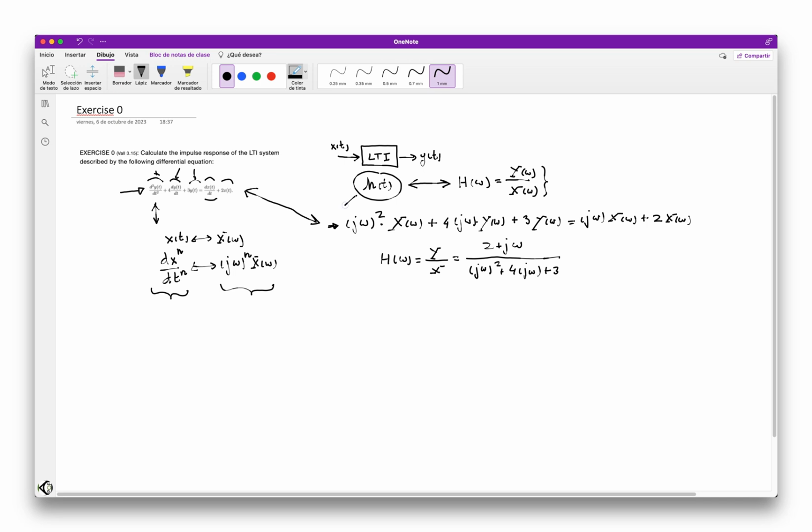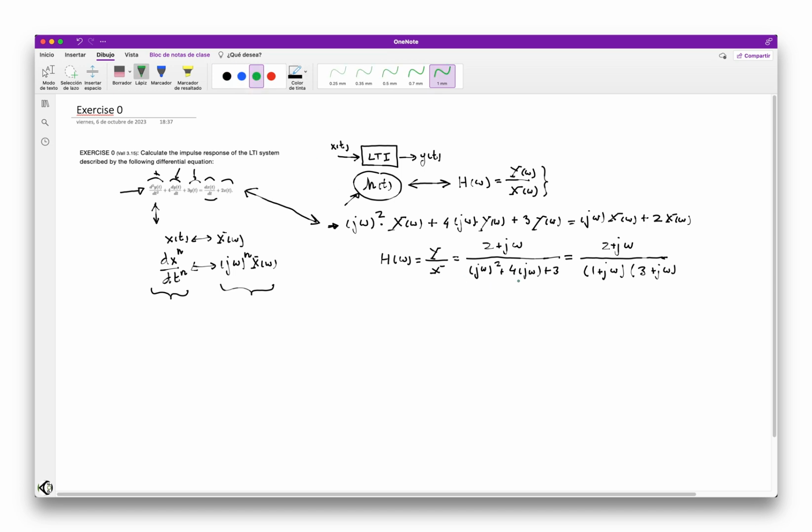But what they are asking us for is h of t, and to get h of t we need to do the inverse Fourier transform of this expression over here. So in order to do that, we need to do two things first. We need to firstly factorize the denominator, which means that the numerator is just the same, and the denominator we just divide this polynomial in a factor of 2, which the first one will be 1 plus j omega, and the second will be 3 plus j omega.